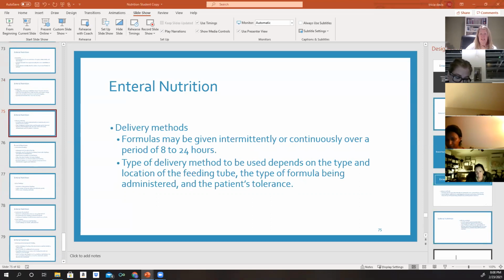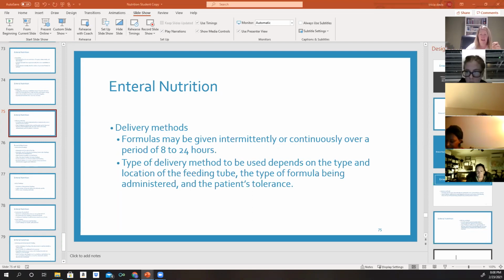Delivery method. So we kind of talked about this. This is an important slide. Formulas we can give intermittently or continuously over a period of different hours. The type of delivery method depends on the type of the formula, the type of feeding tube, what we have on hand, and the patient's tolerance.